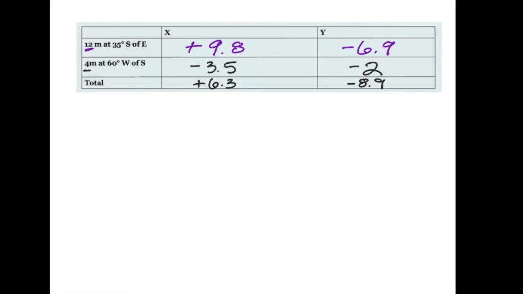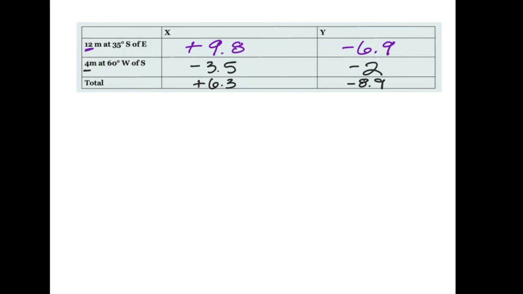All right, so from here, it's like a right triangle problem. So we are going to take our X and Y totals and sketch out a right triangle. So I always start with our X value first and then draw the Y value. And the positives are going to tell you which way to go in those X and Y directions. So if it's positive in the X, you go east. If it was negative, we'd go west. If it was positive in the Y, we'd go north. Since this is negative, we're going to go south.